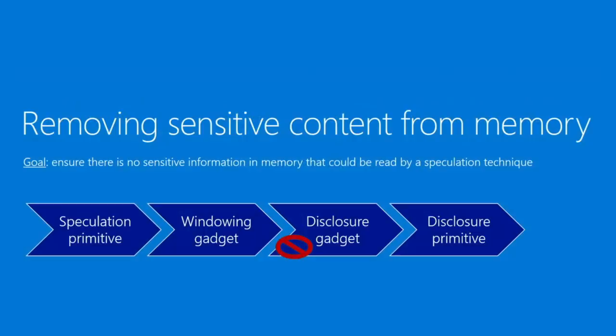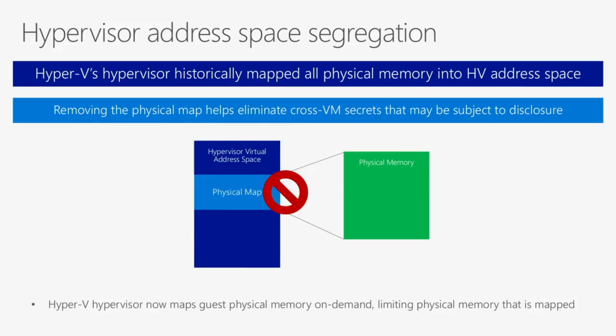For removing sensitive content from memory, the goal is, once again, to limit entire attack scenarios or just limit the risk as best possible. The first thing we can do is have hypervisor address space segregation. What this means is that the hypervisor will only ever map guest physical memory on demand as it's needed, as opposed to historically where all guest memory was always mapped. And what this means is that if a guest VM performs a hypercall into the hypervisor, only its own guest memory will be mapped. Speculation in the hypervisor will not be able to read any memory of other guests.